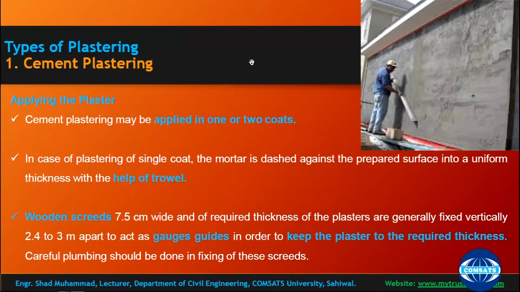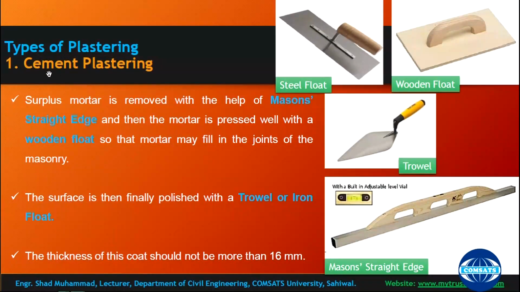Alright, cement plastering, these are the technical terminologies: steel float, wooden float, trowel, and mason's straight edge. You can see that a leveling adjustment tool has also been provided in this straight edge. Surplus mortar is removed with the help of mason's straight edge, and then mortar is pressed well with the wooden float. This is wooden float, you can press so that mortar fills in the joints of the masonry wall.